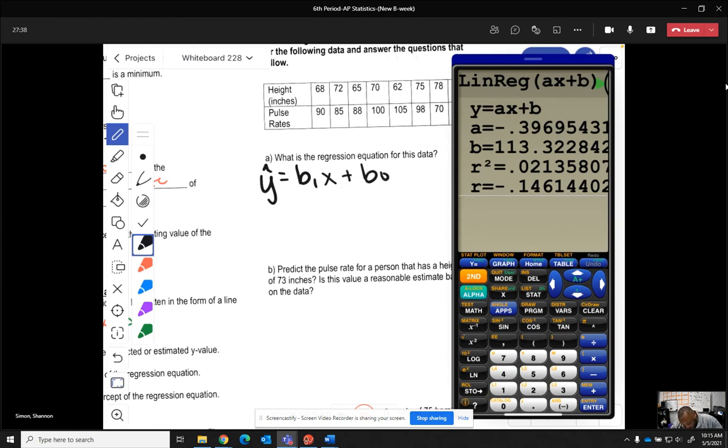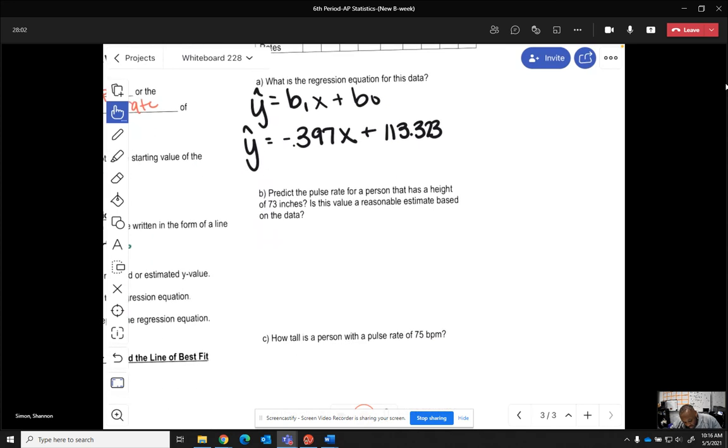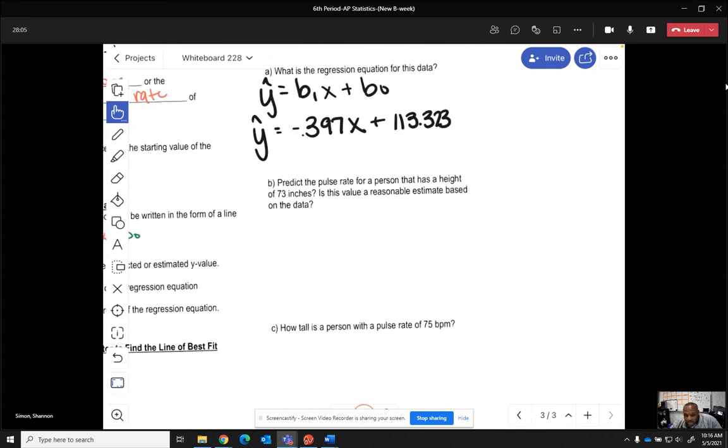So we're going to replace those variables with what we know now. Y hat, well, we have ax, so that a is equal to negative 0.397x, plus, and our b here is equal to 113.323. So this is the equation of the regression line, or the line of best fit. And using this line, I can make predictions based off of that.